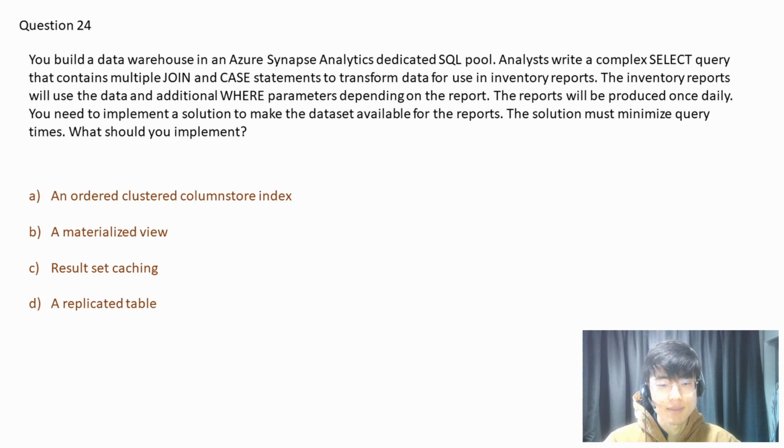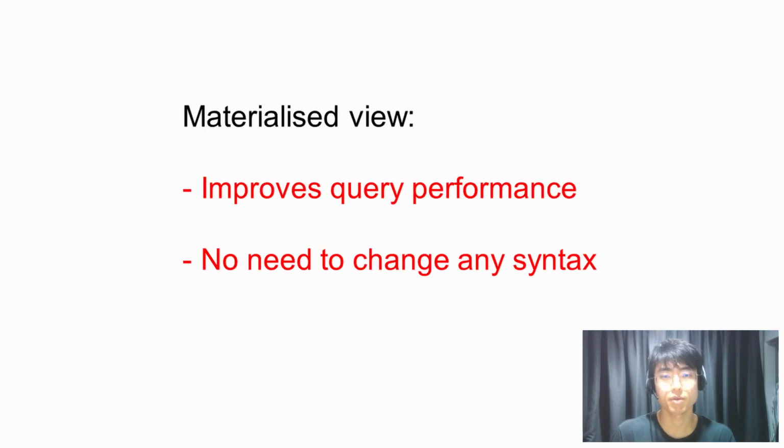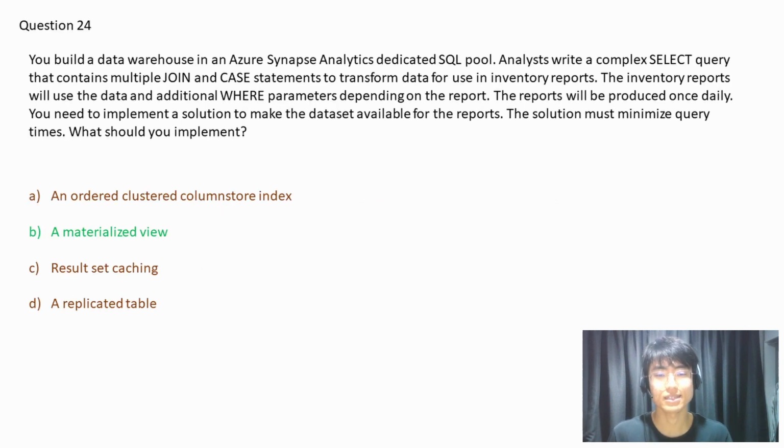What should you implement? To optimize the query performance in a dedicated SQL pool, the easiest way to do so is by using a materialized view. Using a materialized view, you can really optimize the query quite easily since you don't have to change any syntax. So the correct answer here is B.